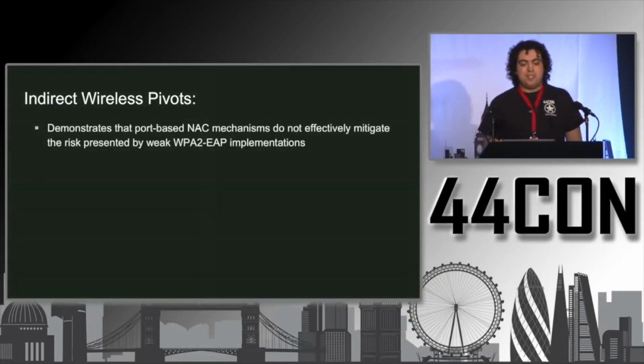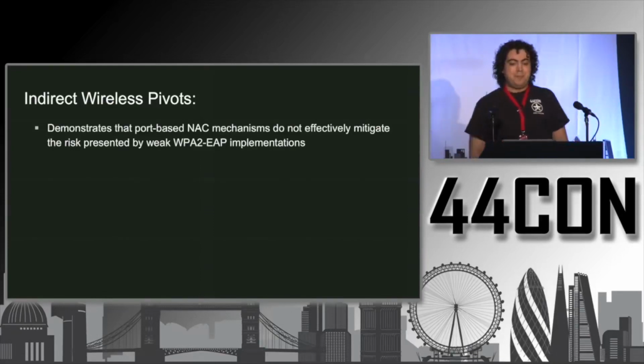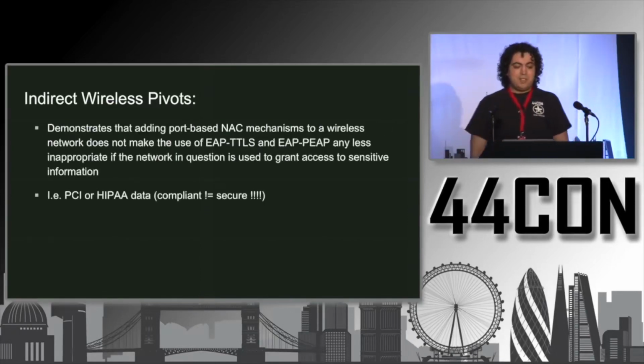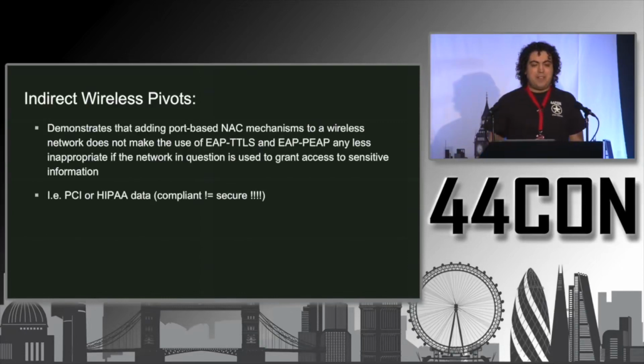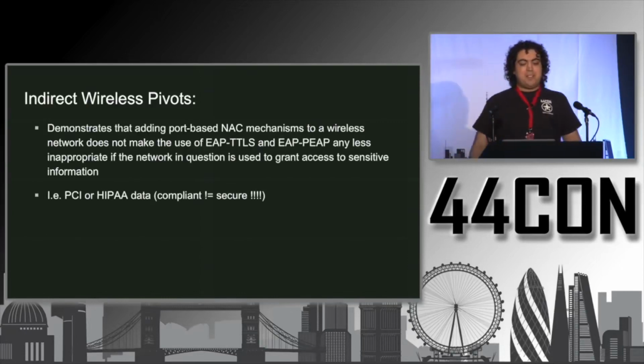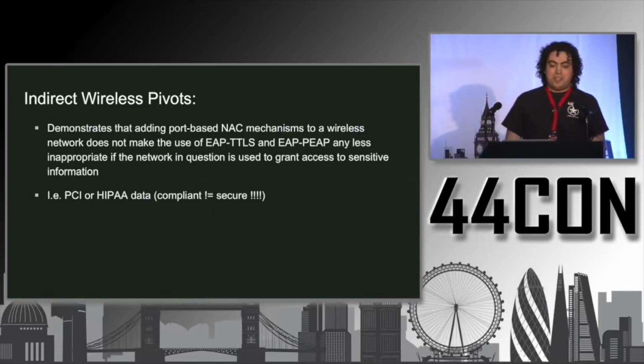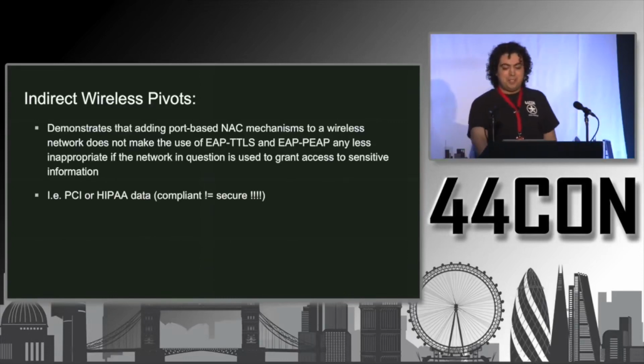So the first thing this demonstrates is that port-based NAC mechanisms don't effectively mitigate the risk presented by weak WPA2 EAP implementations. It also demonstrates that adding port-based NAC mechanisms to a wireless network doesn't make the use of EAP-TTLS or EAP-PEAP any less inappropriate if the network in question is used to grant access to sensitive information.